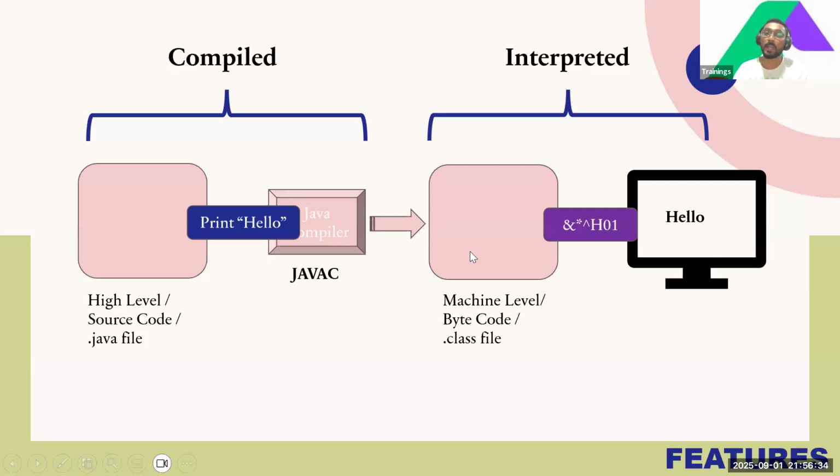How are we translating from high level language to low level language? We are translating high level language to low level language with the help of the Java compiler, the Java translator. So the Java compiler will translate high level language to low level language. That low level language we are giving to the machine.